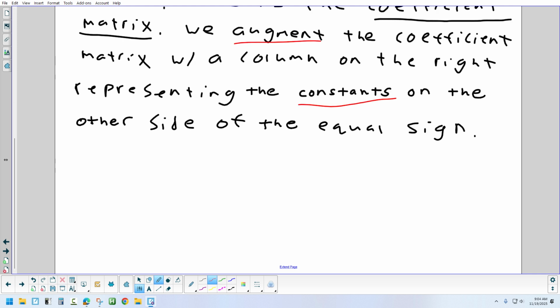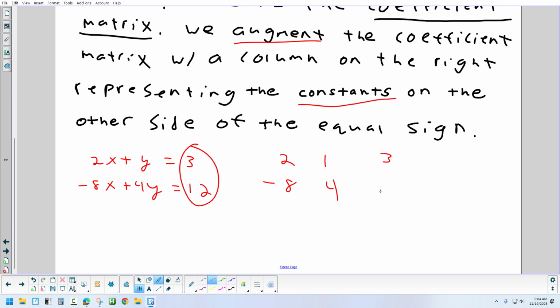So just as a quick example with two variables, if you had something like this, and you wanted to write that as a matrix, you start with all the numbers in front of the letters. 2, 1, -8, and 4. And then we're going to add on a column on the right-hand side for these values. 3, 12.